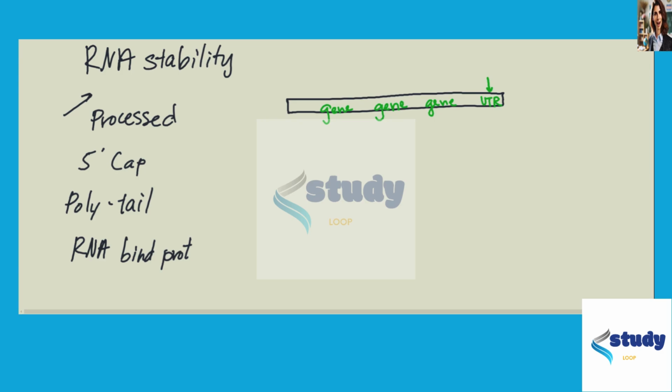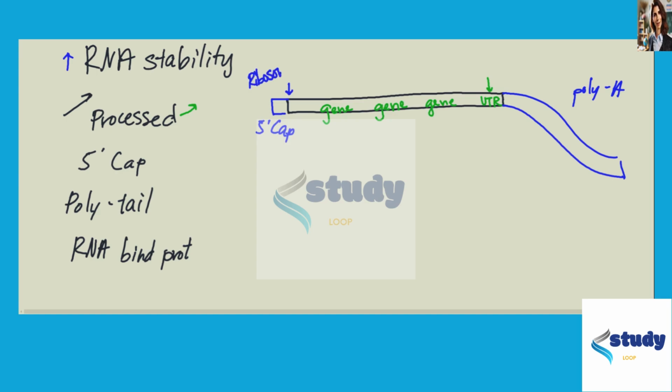So this has just been processed inside of the nucleus, and we are going to add different products of that: the 5' cap, as well as the poly A tail. And those are going to increase the stability of the RNA molecule because the 5' cap helps protect the beginning sequence and is going to tell the ribosomes where to start.